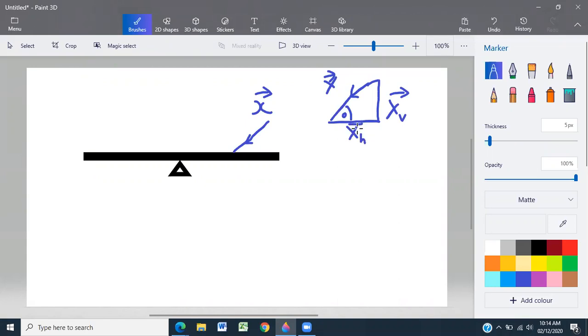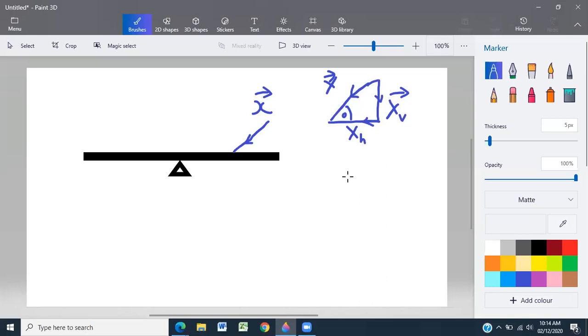They go like this. So it's kind of like resolving it, doing the reverse of the resultant. The resultant is when you add these two up to find the resultant. But this way, you're breaking the force back down into its vertical and horizontal components. Okay, good. So here, this is theta.